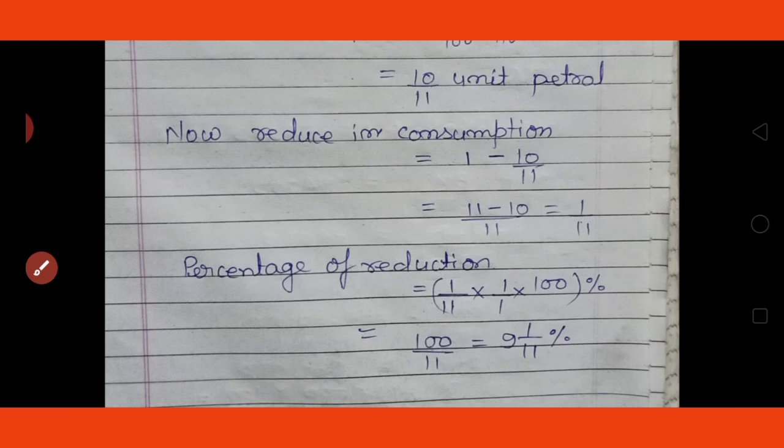So percentage of reduction. So reduced percentage is reduced consumption divided by total consumption, multiplied by 100.